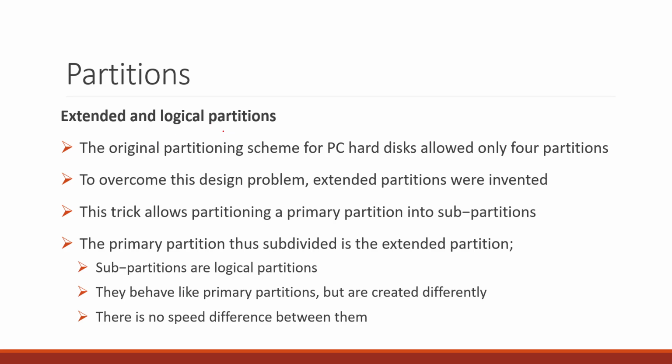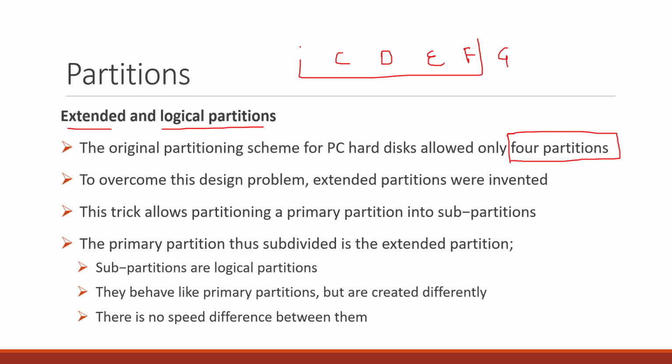Now another important concept is extended and logical partitions. Normally your hard drive can be partitioned into 4 partitions only. Your hard drive can have a maximum of 4 partitions, which we normally call primary partitions. But you might have seen that some computers have more than 4 partitions. If they can only have 4 partitions, how do they have a G partition, the fifth partition also?